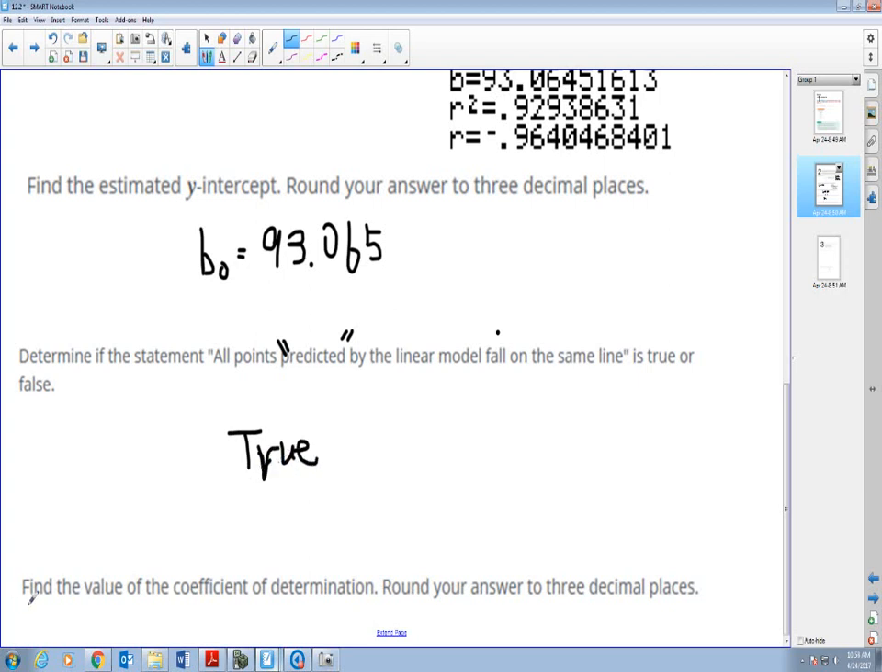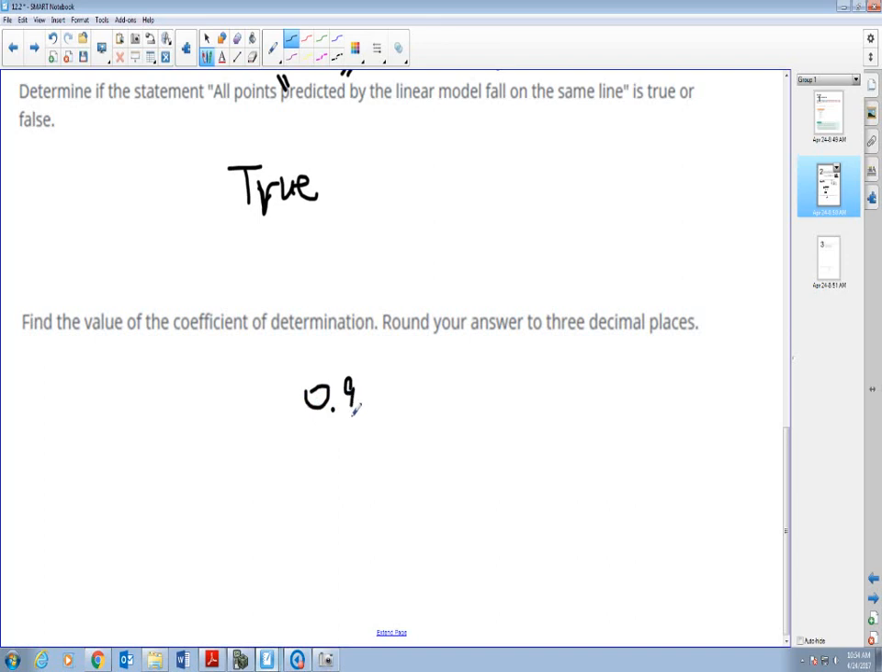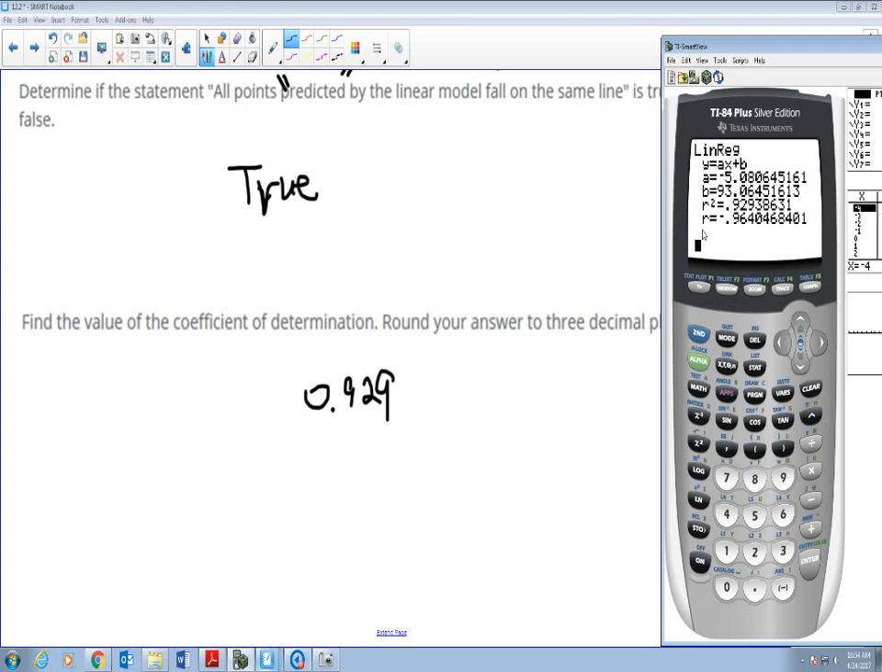Alright, find the value of the coefficient of determination. So that's looking for the r squared. I'm going to do second quick, r squared, 3 decimal places, 0.929. Our linear correlation coefficient is negative 0.964, which is a very strong linear correlation. It's almost 100%. So that line is the best line that will fit through my model. Alrighty.